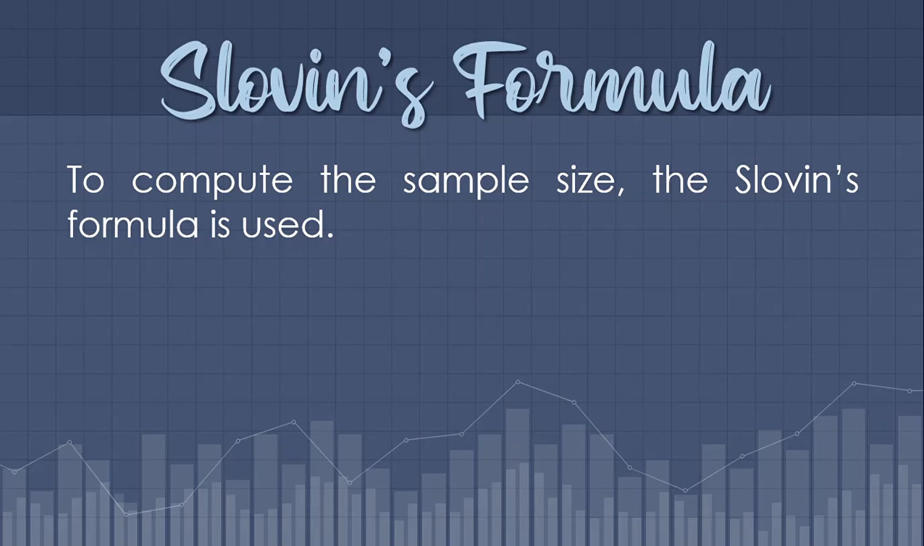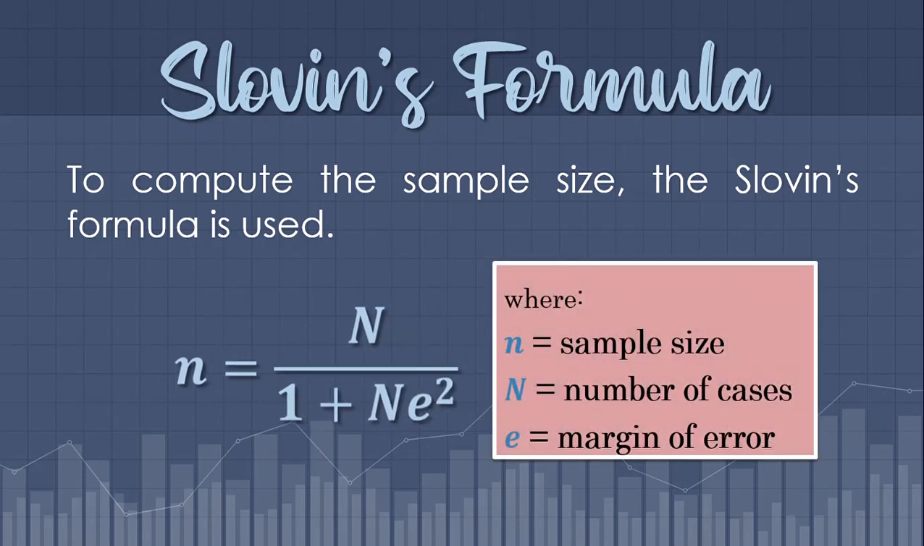Again, to compute the sample size, the Slovin's formula is used. And the Slovin's formula is n is equal to uppercase N all over 1 plus NE squared, where lowercase n again is the sample size, uppercase N is the number of cases or the population, and E is the margin of error.